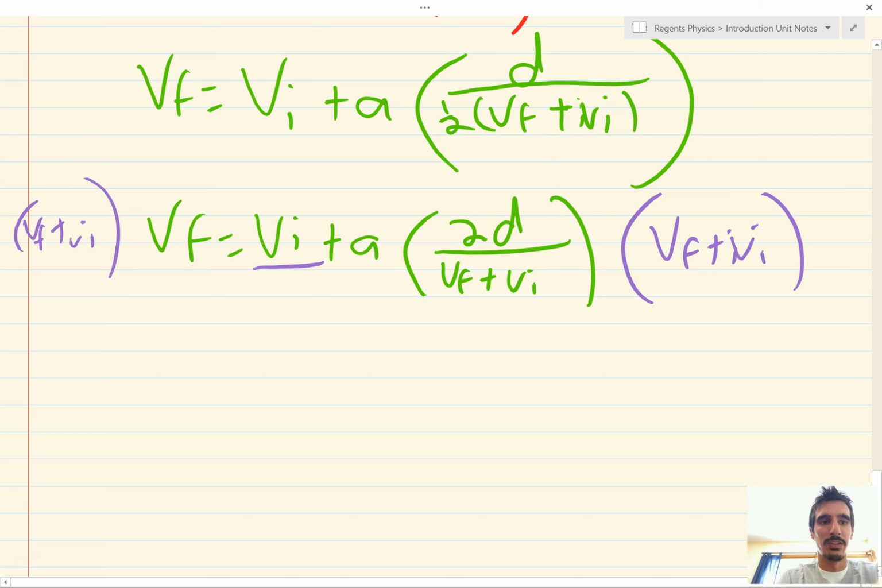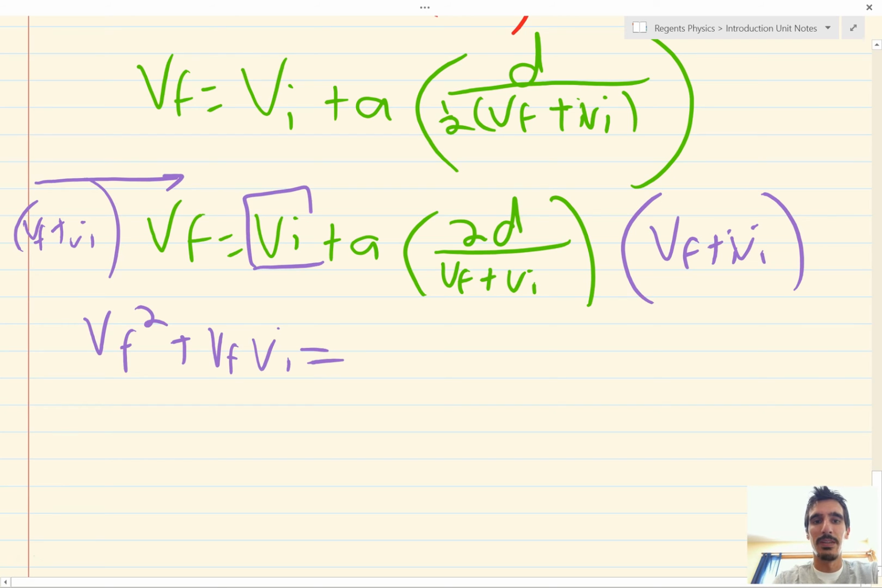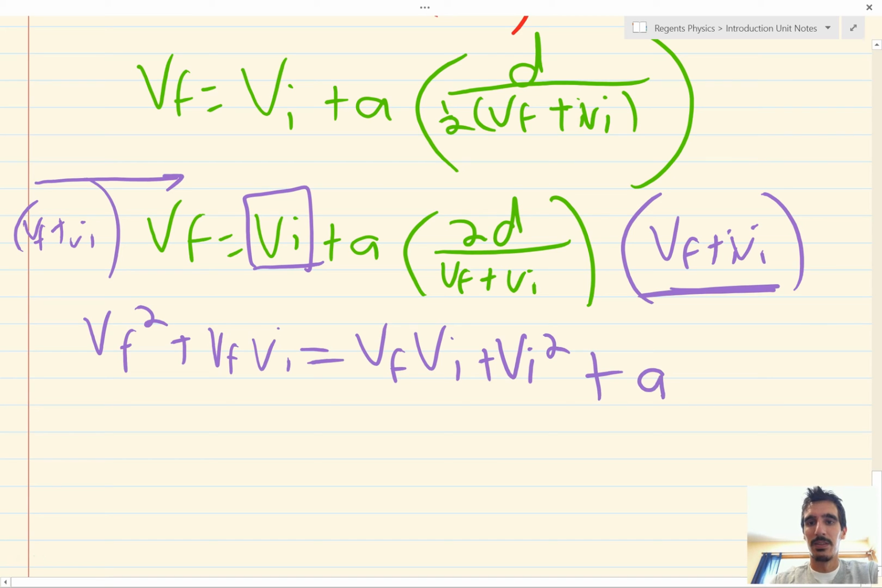So that gives us, we're going to expand right here, the VF. So we have VF squared plus VF VI equals, we're also multiplying this VI with the VF plus VI. So we have VF VI plus VI times VI is VI squared plus A, this VF plus VI and this VF plus VI cancel. So A times 2 times D.